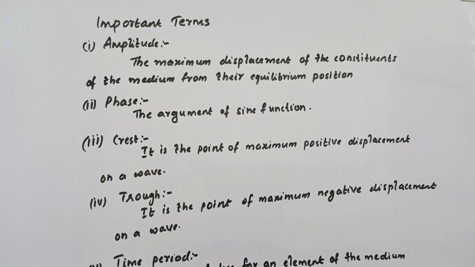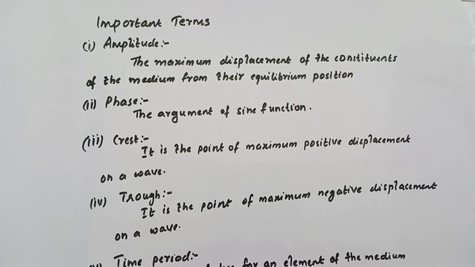Next we can familiarize some important terms related to this chapter. First, amplitude. The maximum displacement of the constituents of the medium from their equilibrium position is the amplitude. Okay. Second, phase. The argument of the sine function is the phase of the wave. Phase determines displacement of the wave at any position and at any instant.